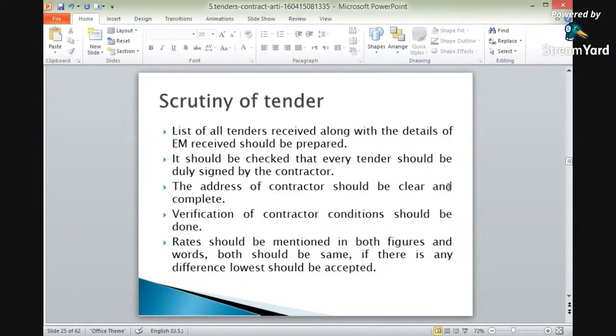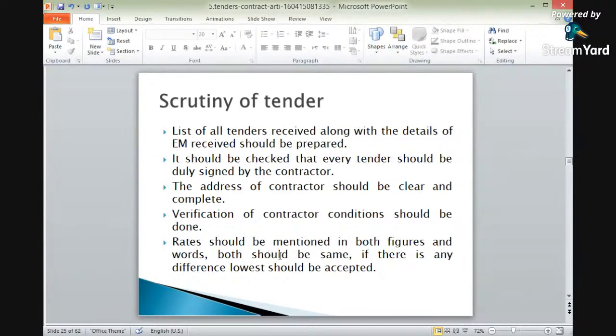The address of the contractor shall be clear and complete. Verification of the contractor's condition shall be done. All the verifications will be done in a proper way. The various items of works and the various rates quoted, whether they are in a proper form or not. The verification of the contractor's conditions: whether he is fit to do the work, and what the conditions regarding the contractor are, is to be taken care of.